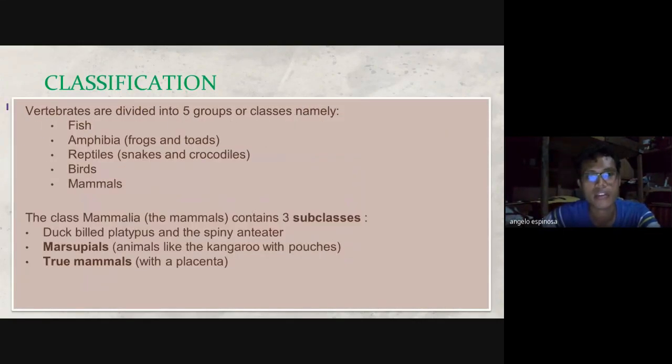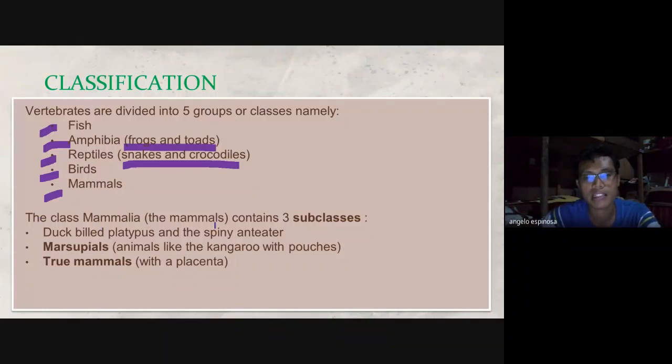So we have here vertebrates are divided into five groups or classes, namely fish, amphibia, which are frogs and toads, reptiles, which are snakes and crocodiles, then birds, and then mammals. So how will you classify mammals?